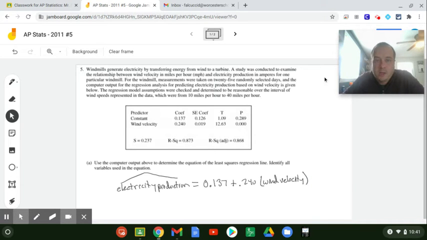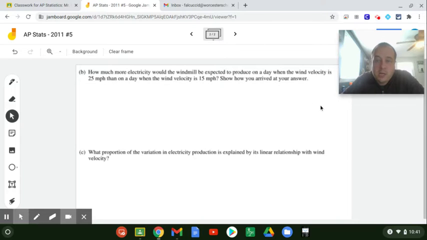If we jump over here to part B, there's two ways that we could tackle part B. The first way: how much more electricity would the windmill be expected to produce on the day when the wind velocity is 25 versus 15? We could do this one of two ways. Way number one, we can find the predicted electricity for when it's 25 miles per hour and when it's 15 miles per hour, and then figure out the difference there.